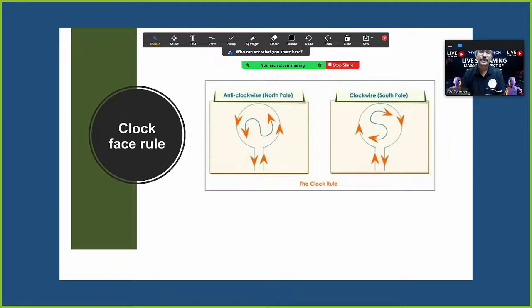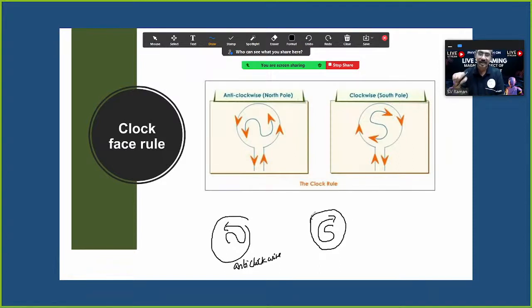For that we need to use the clock face rule. What is the clock face rule? It is simple. Take the letter N. The end part of the N is rotating like this, anti-clockwise. If the current direction is anti-clockwise, that pole is the north pole. If the current direction is clockwise, that pole is the south pole. Wherever the current direction is anti-clockwise, that side is the north pole, and where it is clockwise, that is the south pole.